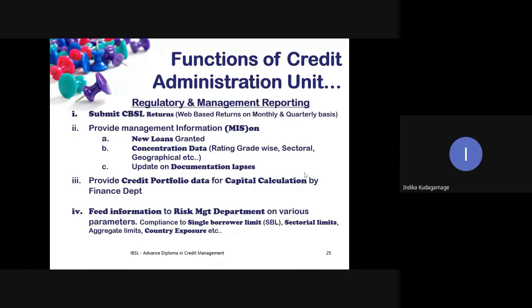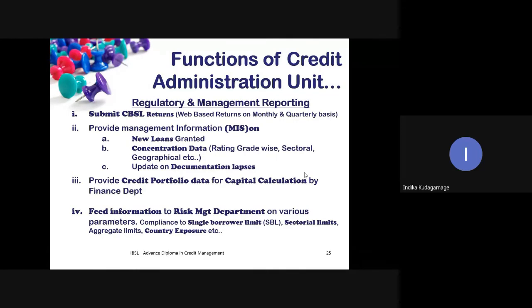Regulatory and management reporting. I told you about MIS, submission of whatever CBSL requirements, CRIB submission, everything has to happen centrally. Then new loans granted, board reporting we have, those things need to be done centrally. New loan granted, concentration data, because credit risk, concentration is the part of credit risk, right? Concentration data.